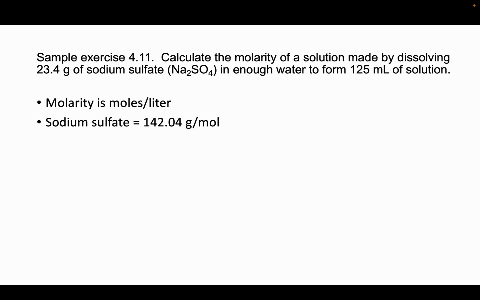Let's work through a couple of sample exercises. They look at these calculations in different ways. So the first one, calculate the molarity of a solution made by dissolving 23.4 grams of sodium sulfate in enough water to form 125 milliliters of solution. So I'm thinking molarity is moles per liter, and I can use a periodic table to get the molar mass for sodium sulfate. It's 142.04 grams per mole.